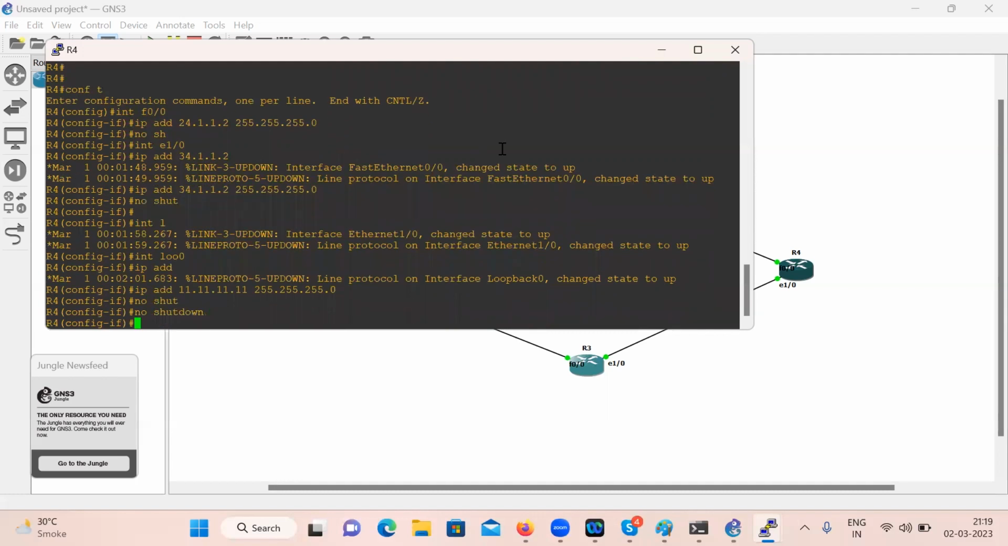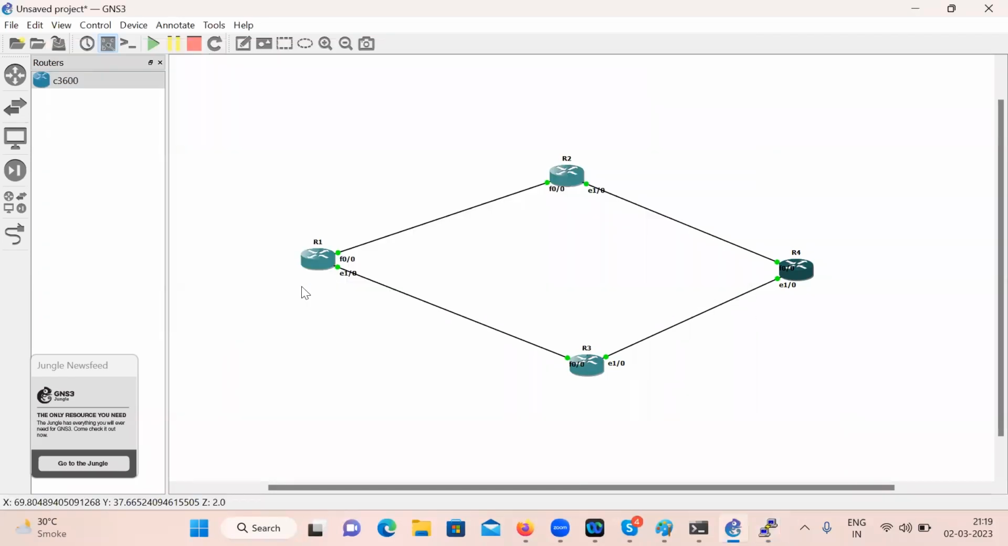So here we have configured our IP addressing schema on all the four routers. Now we will configure the EIGRP between them. Between router 1 and router 2, I have configured the IP addresses of the 12.1.1.0/24 subnet. Between router 2 and router 4, we have configured the IP address of 24.1.1.0/24.